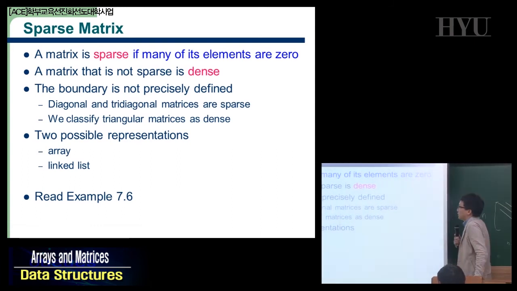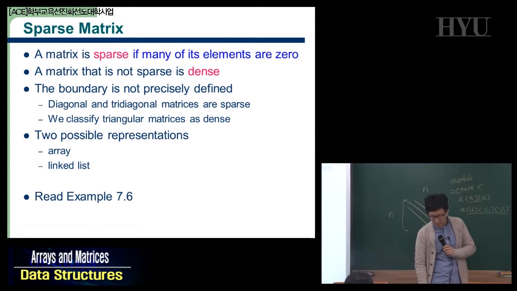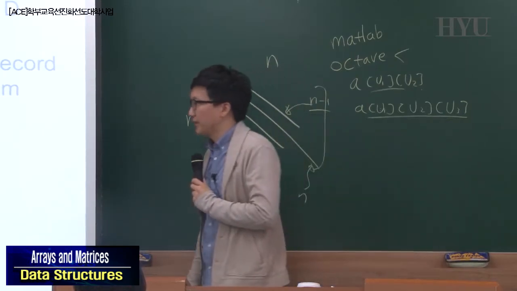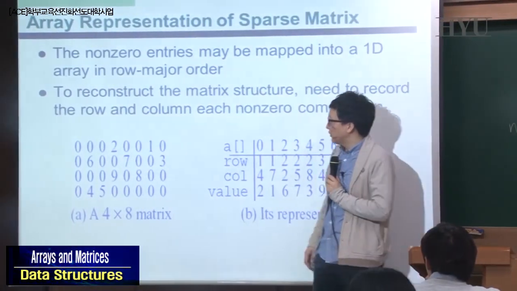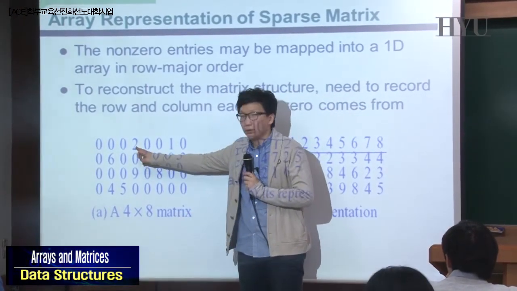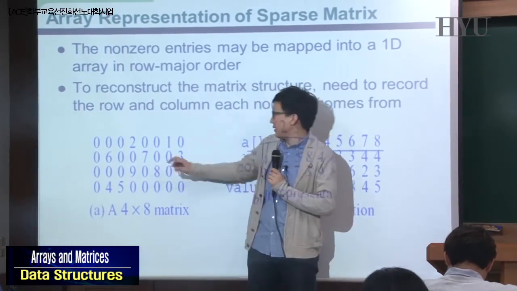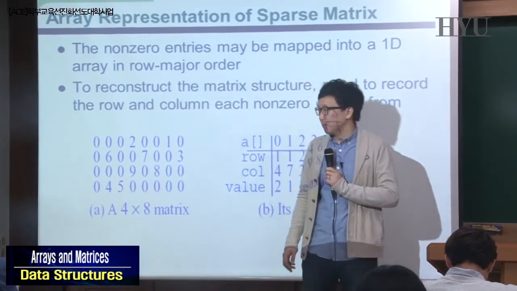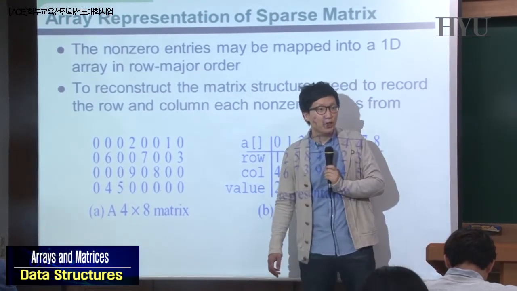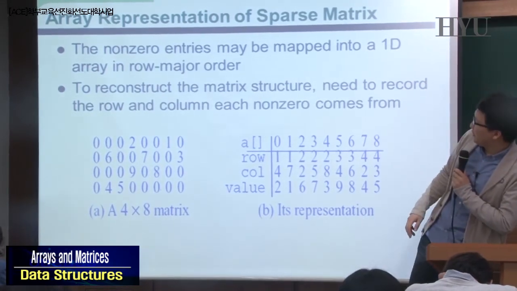Okay. Two possible representations, array or linked list, just like any other matrix. The thing is, this is my 4x8 sparse matrix. The values that I care about are maybe 2, 1, 6, 7, 3, 4, 5, 8 or 9, 8, 4, 5, those values. But it seems I cannot find a pattern because my IQ is low. I cannot see any patterns in it. If you see a pattern here, you're smart.